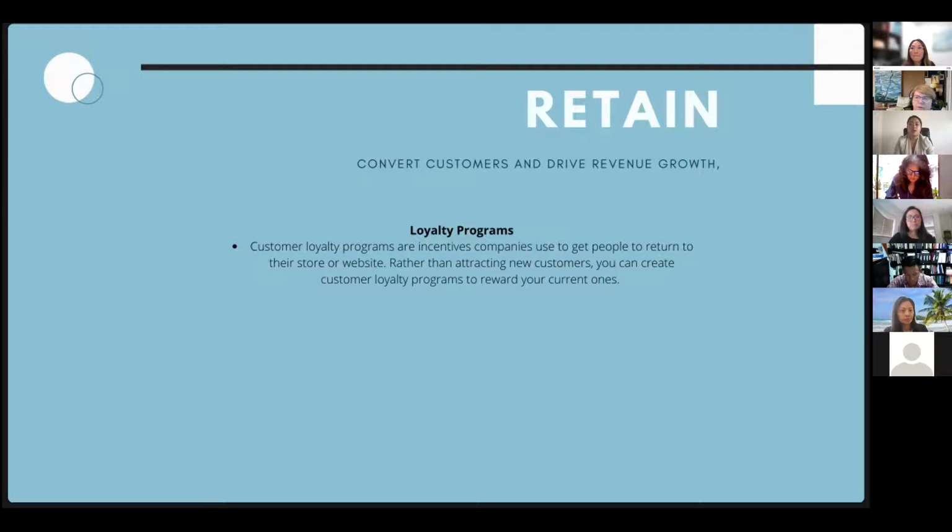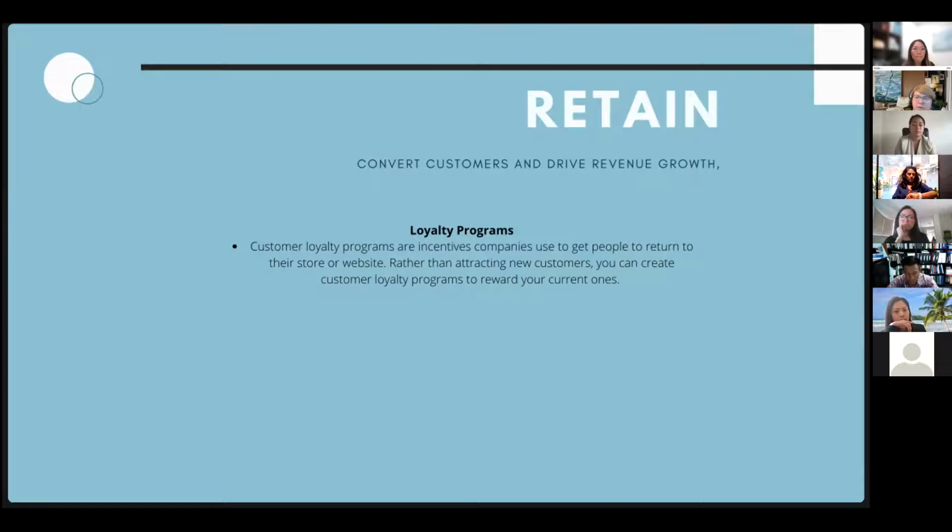These are the people that you want to reward. The best way to do this is, of course, with loyalty programs. Customer loyalty programs are incentives that companies use to get people to return to their store or website. And rather than attracting new customers, you can create customer loyalty programs to reward your current ones.